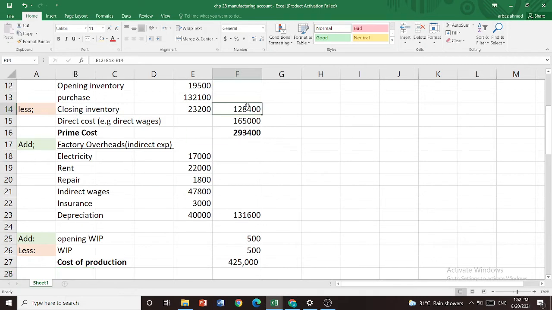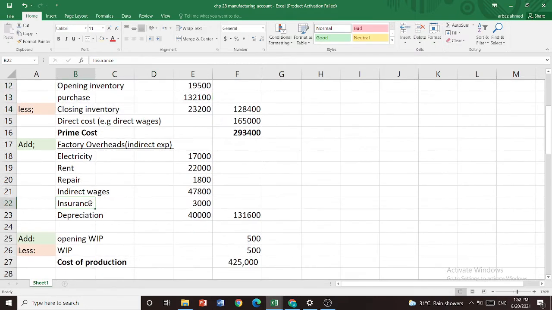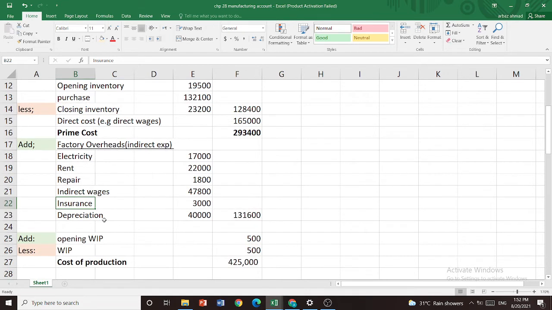Okay, so we add this and this and we get the prime cost. After that we take all the indirect expenses that helped us to make the product. Okay, electricity, for example, the rent of the building, the repair. Now this repair should be for machinery you are using to make the product. This insurance should be the insurance for the machinery or the product, or it should be helping you in some way to make the product. Okay, depreciation should be for the machinery.